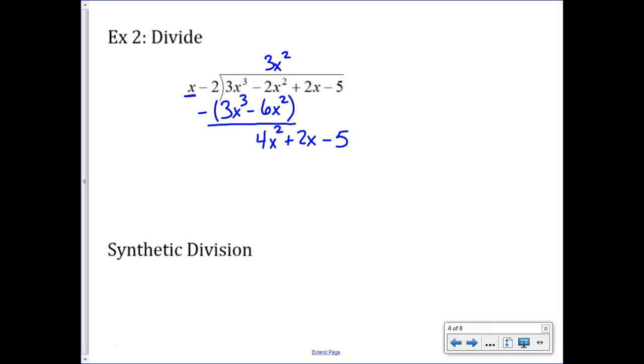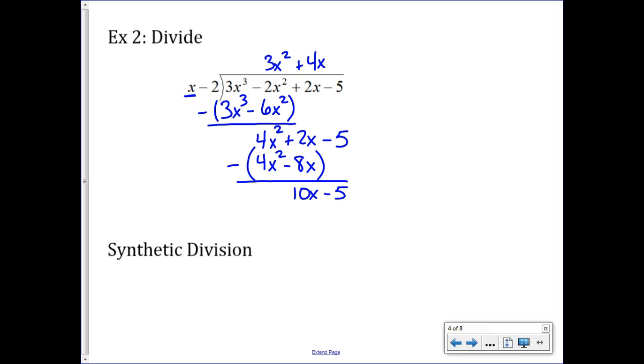So then how do I turn x into 4x squared? I need to multiply by positive 4x. So 4x times x is 4x squared. 4x times the minus 2 is minus 8x. And I need to subtract this whole thing. So 4x squared minus 4x squared is 0. That cancels. 2x minus a negative 8x is positive 10x minus 5.